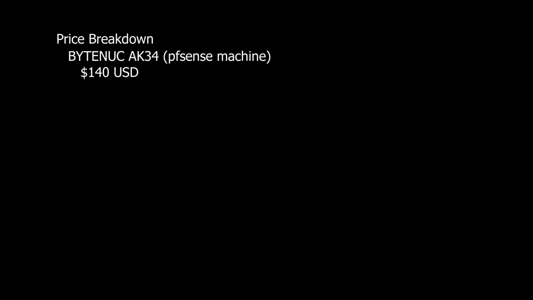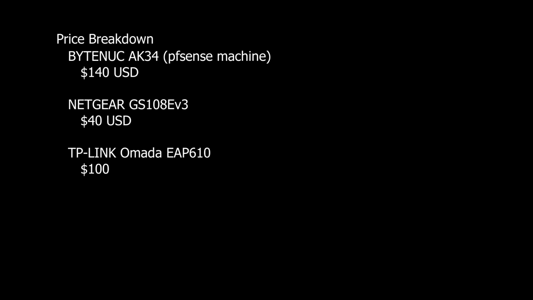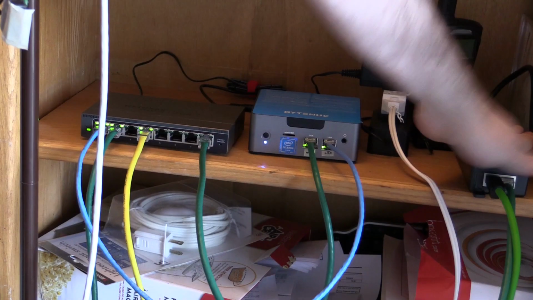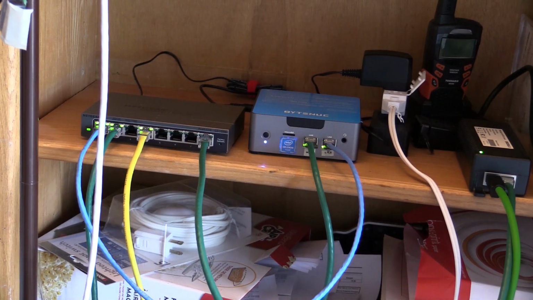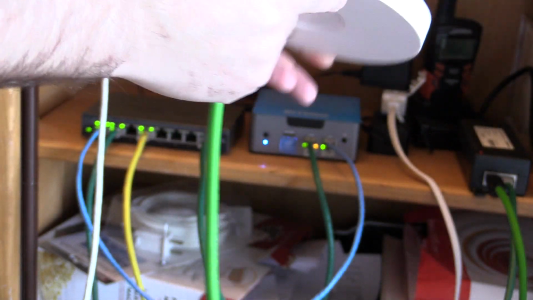Price breakdown for this upgrade was $140 for the ByteNuc Mini PC, $40 for the Netgear 8-port Easy Manage switch, $100 for the TP-Link Omada EAP610, and $21 for the TP-Link 5-port Easy Manage switch, all from Amazon. The PoE injector was provided for a review, and it seemed to work with the Omada all right.